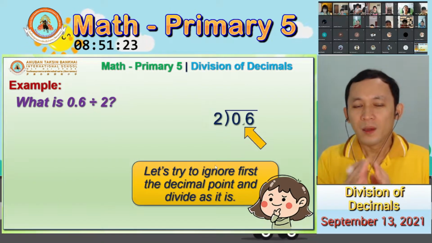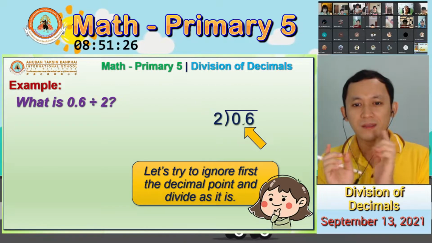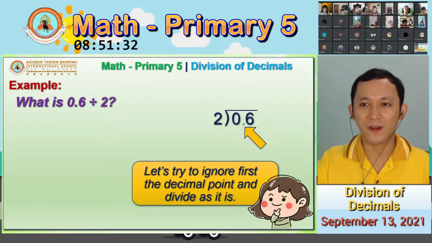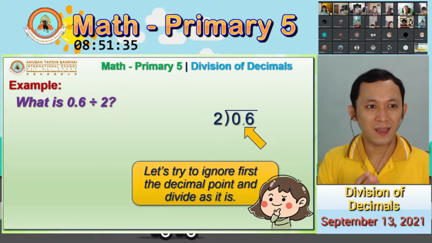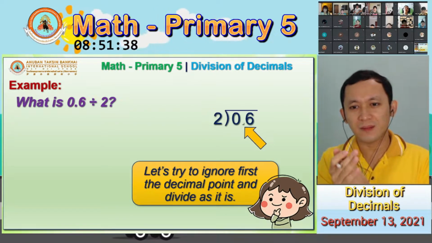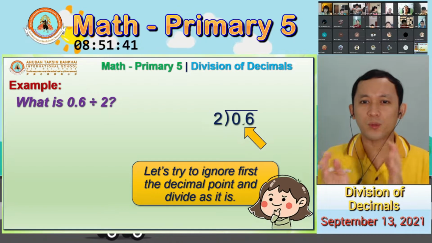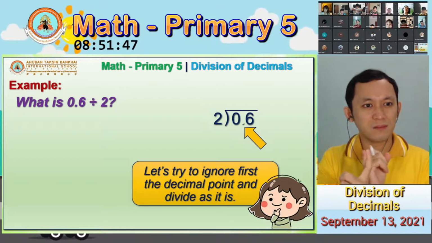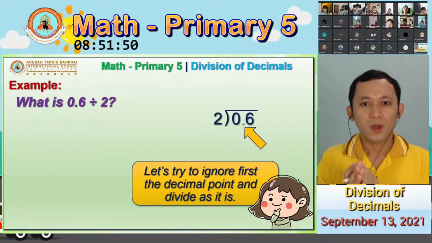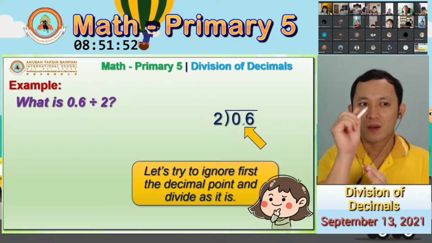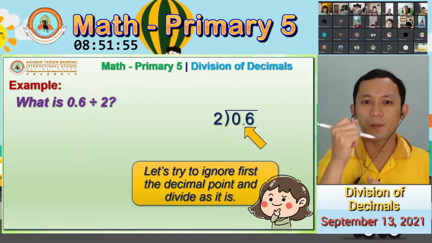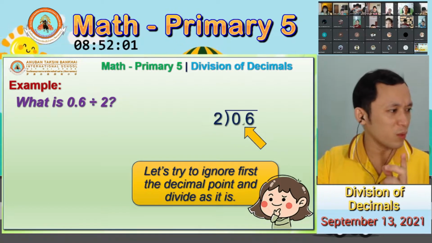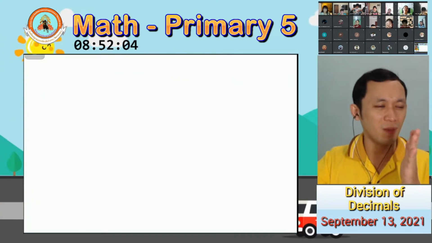So here, what we are going to do now is let's try to ignore first our decimal point and divide it as it is. Now we have different techniques, different ways on how to divide our decimal. Here we can just ignore the decimal point, or if you want, you can write immediately the decimal point above and then divide it as it is. What do I mean?